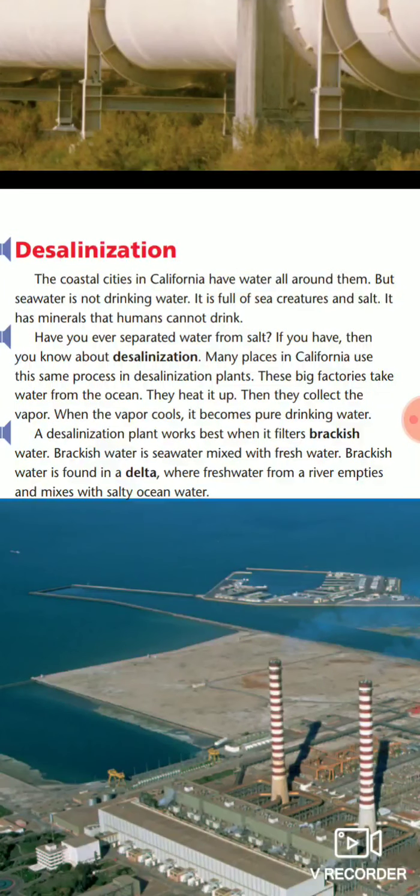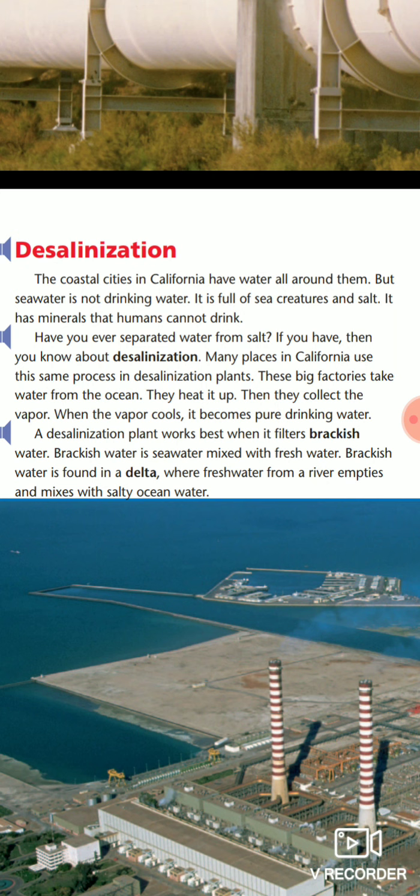Desalination. The coastal cities in California have water all around them, but ocean water is not drinking water. It is full of sea creatures and salt. It has minerals that humans cannot drink. Have you ever separated water from salt? If you have, then you know about desalination.